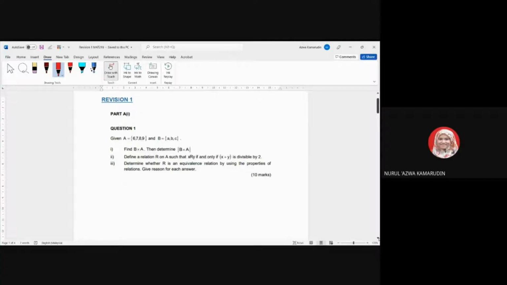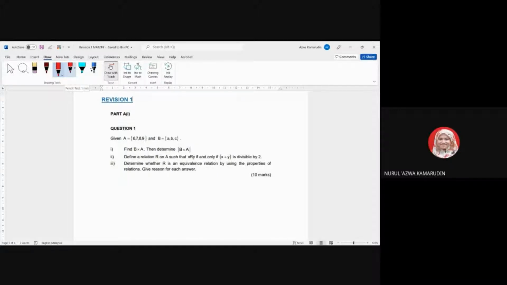Saya akan discuss soalan daripada revision 1. Okay, without further ado, kita akan start. Okay, let's take a look at part A, 1, question 1. Okay, this is about relation. Relation and function. Okay, so kat sini B dan A.